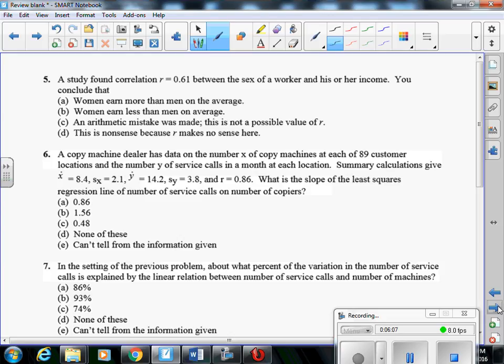Well, no, it's not. Okay, let's just look at this. If we talk about gender of a worker, we're talking about male versus female, and then the income is quantitative. I can't compare these on a scatter plot because we're talking about categorical here and quantitative here. We need both to be quantitative, so we can't even determine anything about the men and the women.